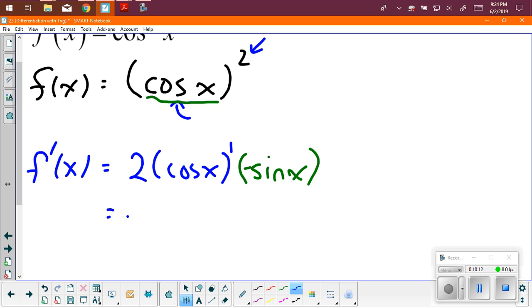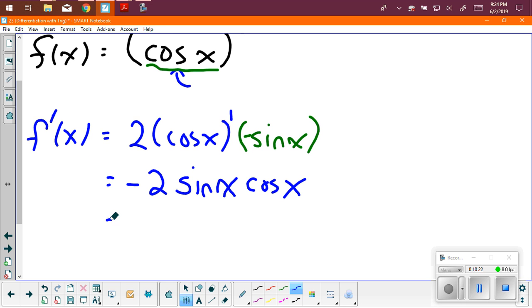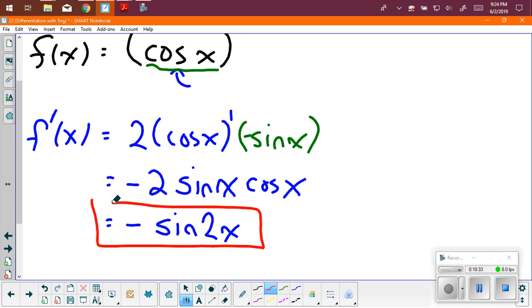Negative can come out front, so this is negative 2, and just to help see it, this is negative 2 sine x cos x. And once again, if we go to our identities, 2 sine x cos x, that is the formula for sine 2x. Okay, and we're done. So the derivative of cos squared x is negative sine 2x.